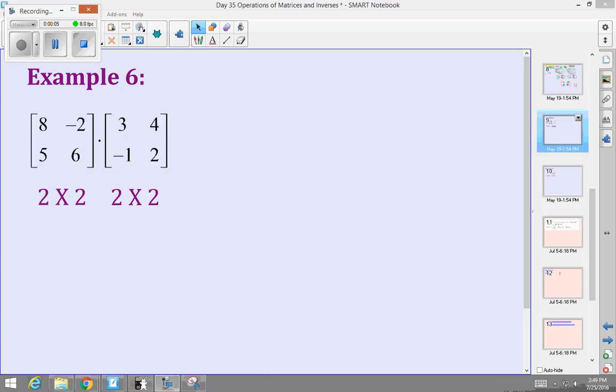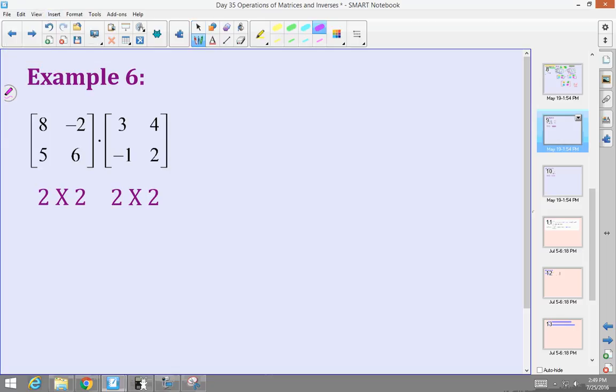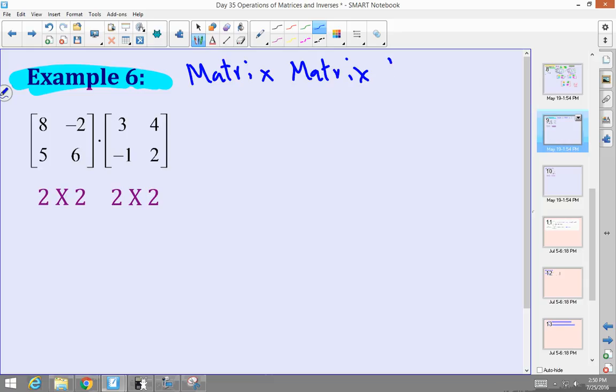So here we go. This one will be the matrix by matrix example. So this is matrix multiplication, and it's all about organization when you do this. Okay, so a couple things to note.